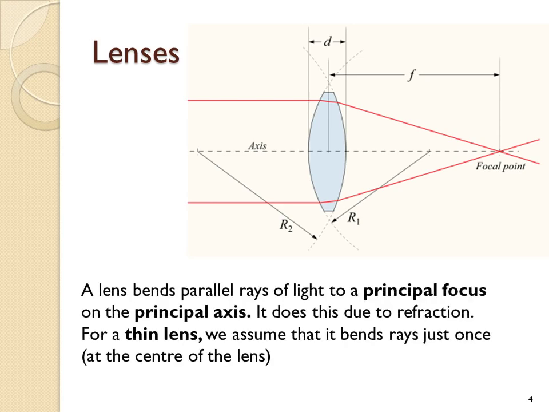For thin lenses, we assume that this distance is very small compared to this distance, and in fact we assume that the rays are only bent once by the lens at the line of action of the lens. Of course, in reality, the rays bend as they enter the lens and as they leave the lens, because they bend due to refraction.